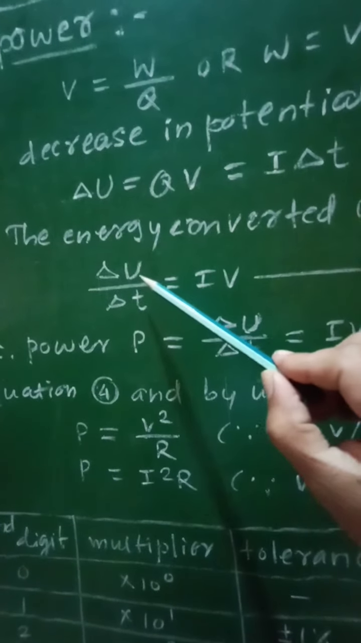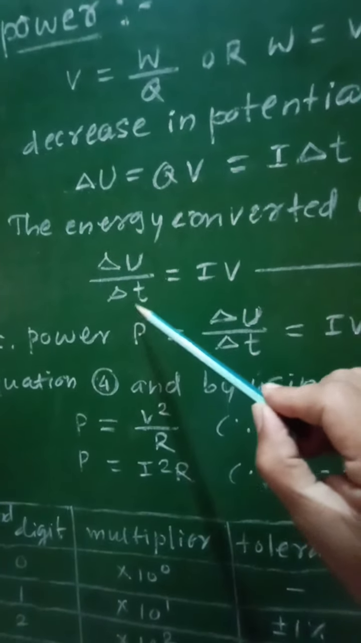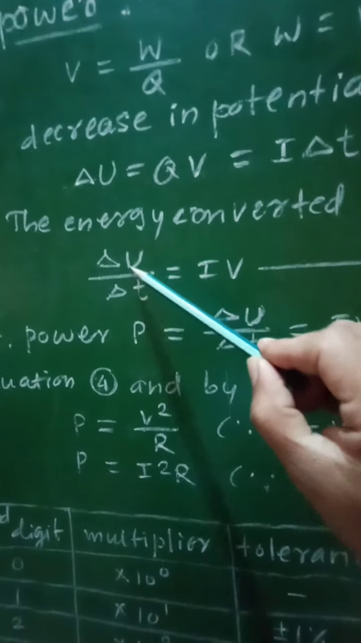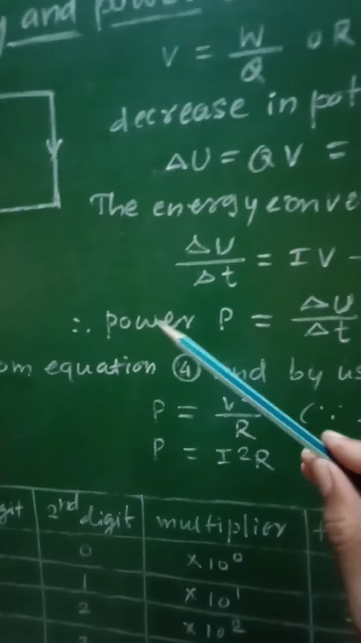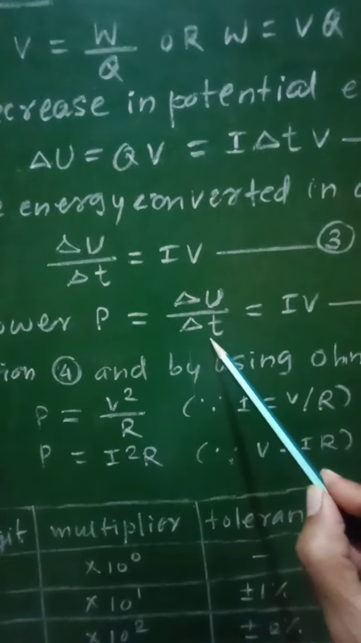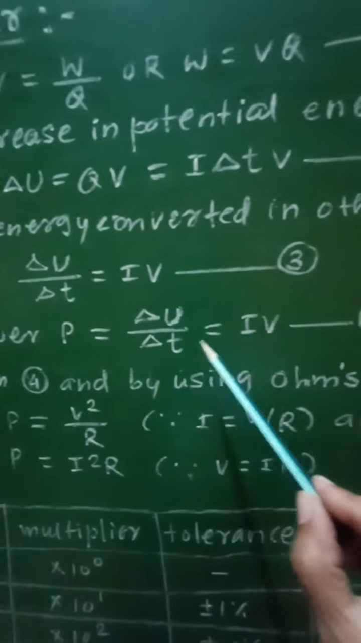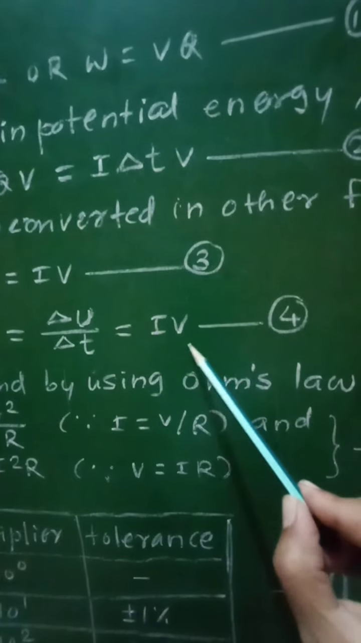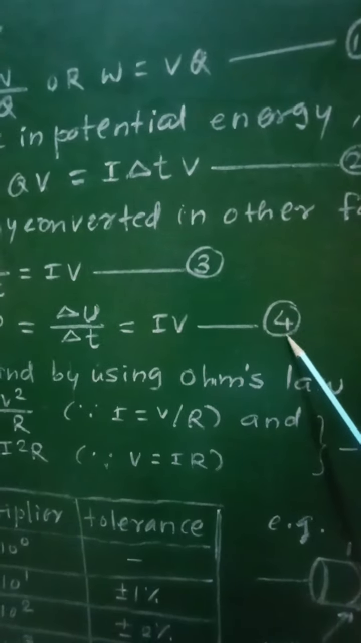So this delta U upon delta t represents the change in potential energy per unit time, and we know that change in energy per unit time is nothing but power. Therefore, it will be equal to I phi. So we can write power P equal to delta U upon delta t equal to I phi. That is, the electric power is the product of current and the potential difference, I phi, equation number 4.